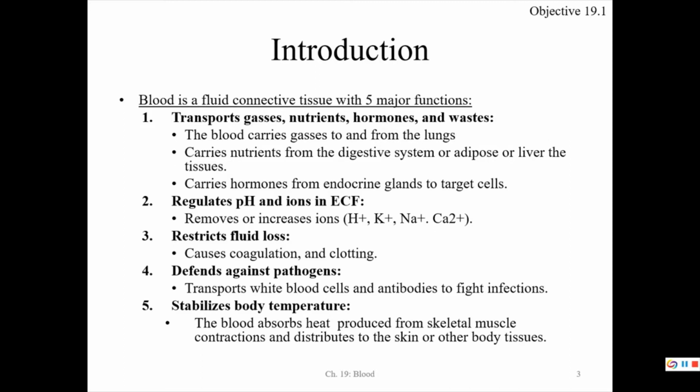We can restrict fluid loss. Blood has the ability to coagulate. We have blood clotting that happens as well. We can defend against pathogens. There are white blood cells in the blood and antibodies that help us fight infections. And we stabilize temperature. How do we do that? Well, when I move my muscles, muscles generate heat. The heat is absorbed and transferred to the blood. The blood transfers that to skin and other body tissues to keep the body warm.